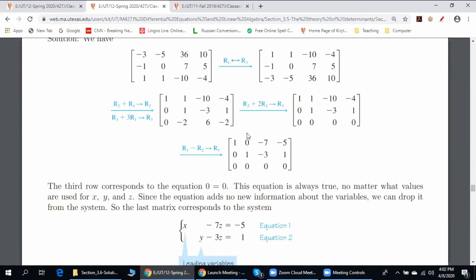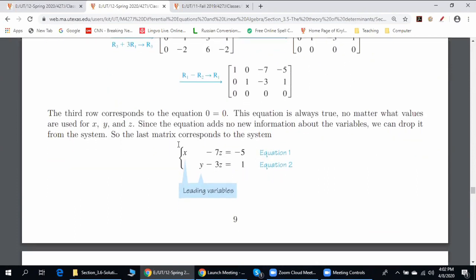Reduced echelon form gives us the solution either immediately or, like here, almost immediately. We switched from reduced echelon form to the corresponding system, and then all we need is to move the z terms to the right. Done. Does this make sense? Yeah.